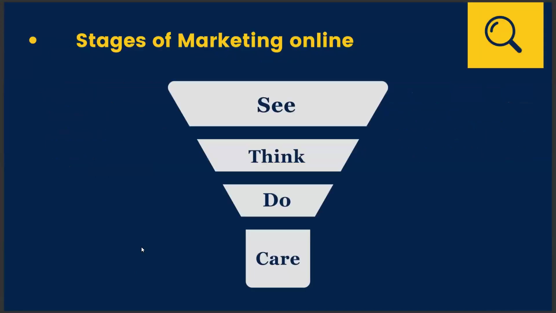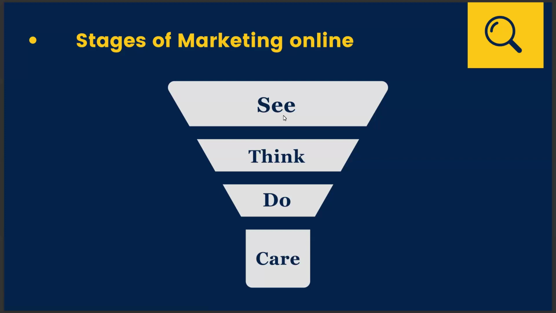We also talked about the stages of marketing online. You can see this is a funnel. And we talked about the See stage, the Think stage, the Do stage, and the Care stage. So the See stage is where you're going to be pushing out stuff and people are going to be seeing your brand. At that point, you can see it is bigger on the cone. It means you're pushing out stuff, people are going to see it, people are going to like it. You're going to have a lot of people. It's more like throwing the net into the water and then having so many fishes. And then later on, you now have to filter out the fishes.